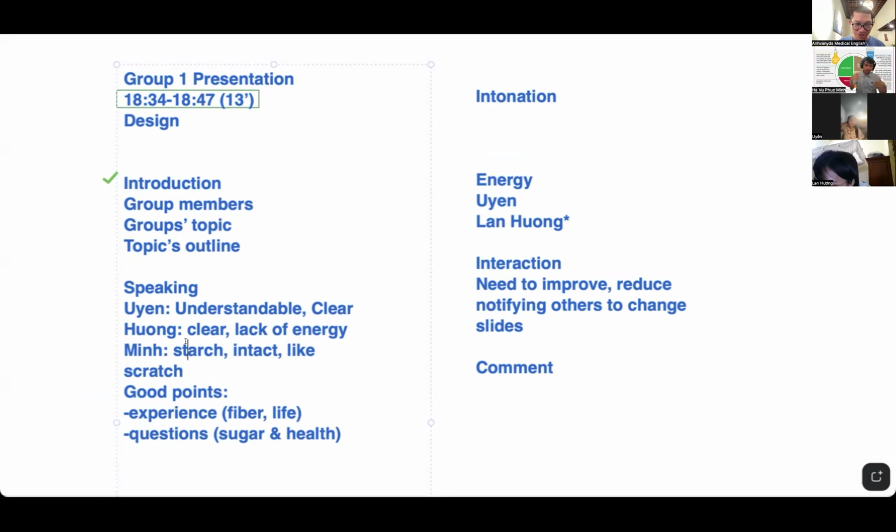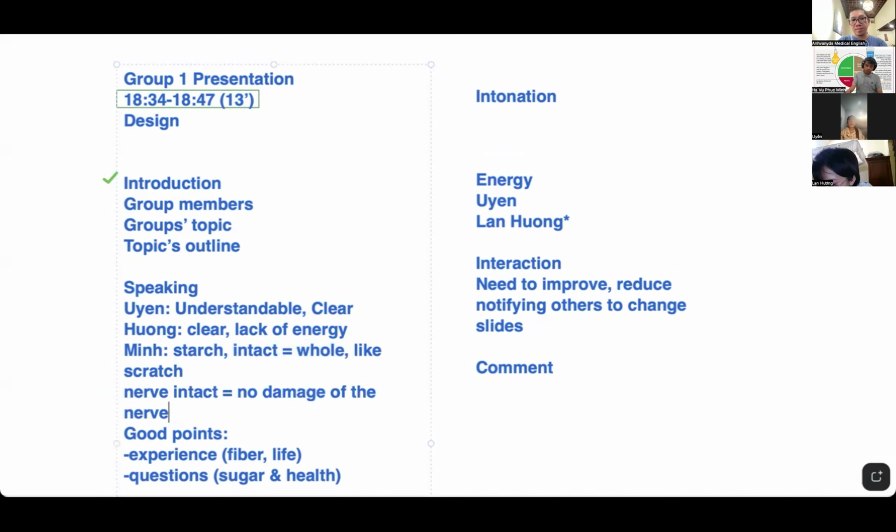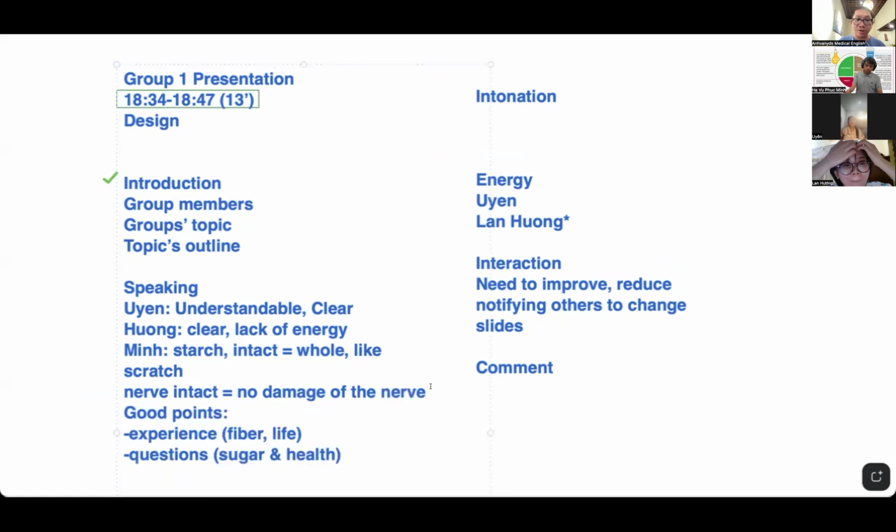Mispronunciations. If it's wrong, starch. Okay. Intact. Yeah, like the ending sound. Sometimes I mispronounce this. Intact means whole. If we talk about intact, intact means no damage. Okay, có nghĩa là sự toàn vẹn. Intact có nghĩa là toàn vẹn.